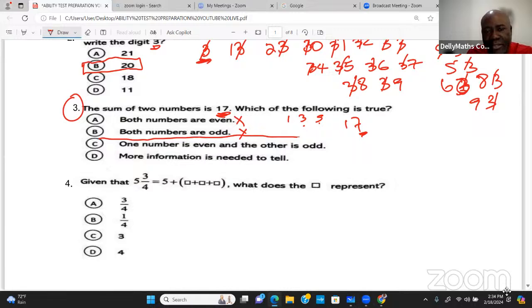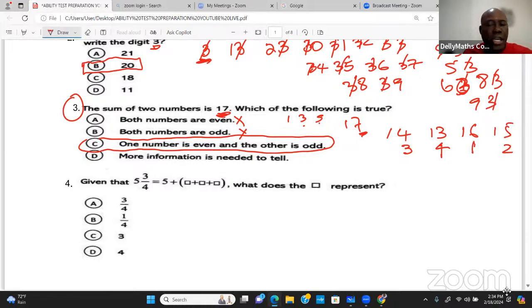So when we have an even and an odd, for example, a 14 and a 3 or a 13 and a 4 or a 16 and a 1, stuff like that, a 15 and a 2. Every time we get a 17, we're realizing there is one odd, there is one even. And you could keep exploring as many numbers as you could to go through there. So the answer would have been C. Excellent. I'm seeing some very good answers coming out.